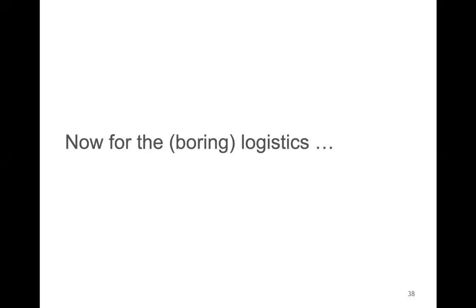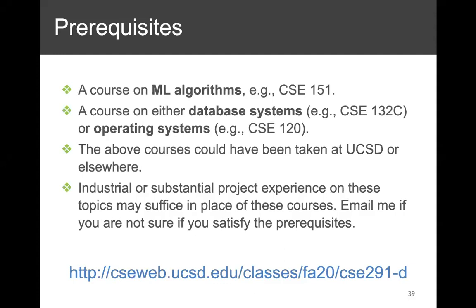Let me go over the logistics of this fall 2020 edition of CSE 291D or 234. The prerequisites: a course on ML algorithms is absolutely essential, and a course on either database systems or operating systems is essential. On the database systems course, it has to be the systems internals of RDBMSs, not just the introductory database course that covers relational model and SQL. Okay, so the equivalent would be like 132C.